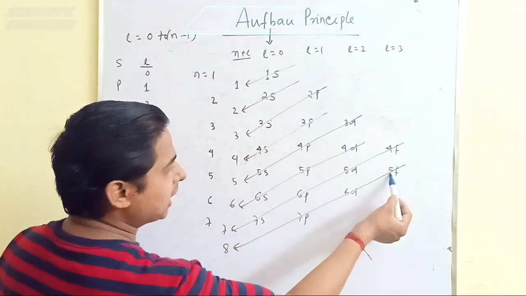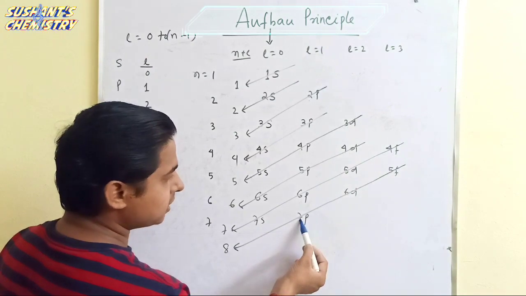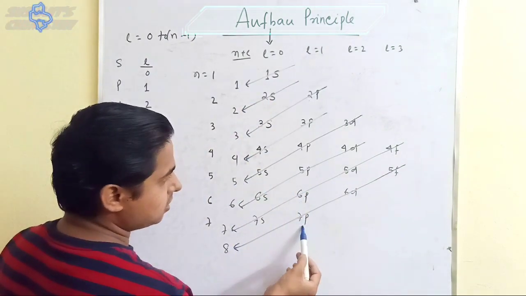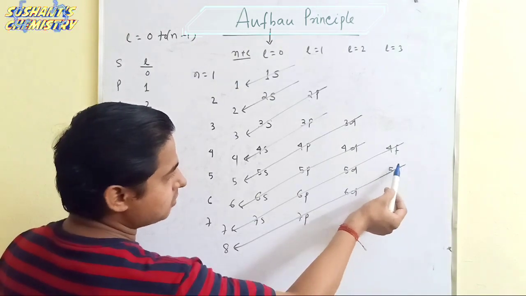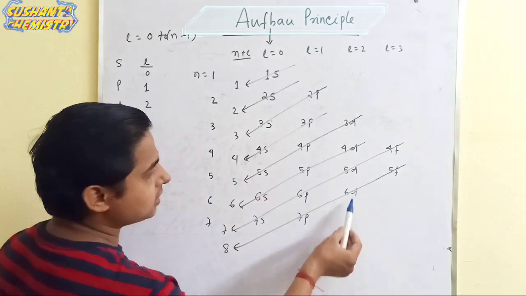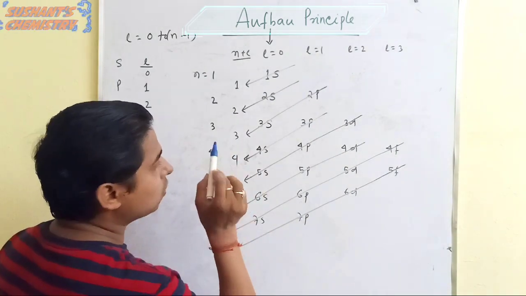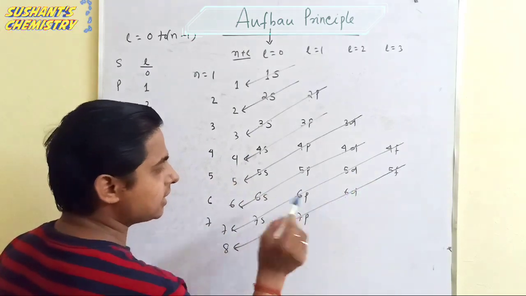Similarly, for 5f, 6d and 7p subshells, the value of n plus l becomes 8. Among these, the 5f subshell has lower energy than 6d and 7p, so the electrons are filled first in 5f, then 6d, then 7p.